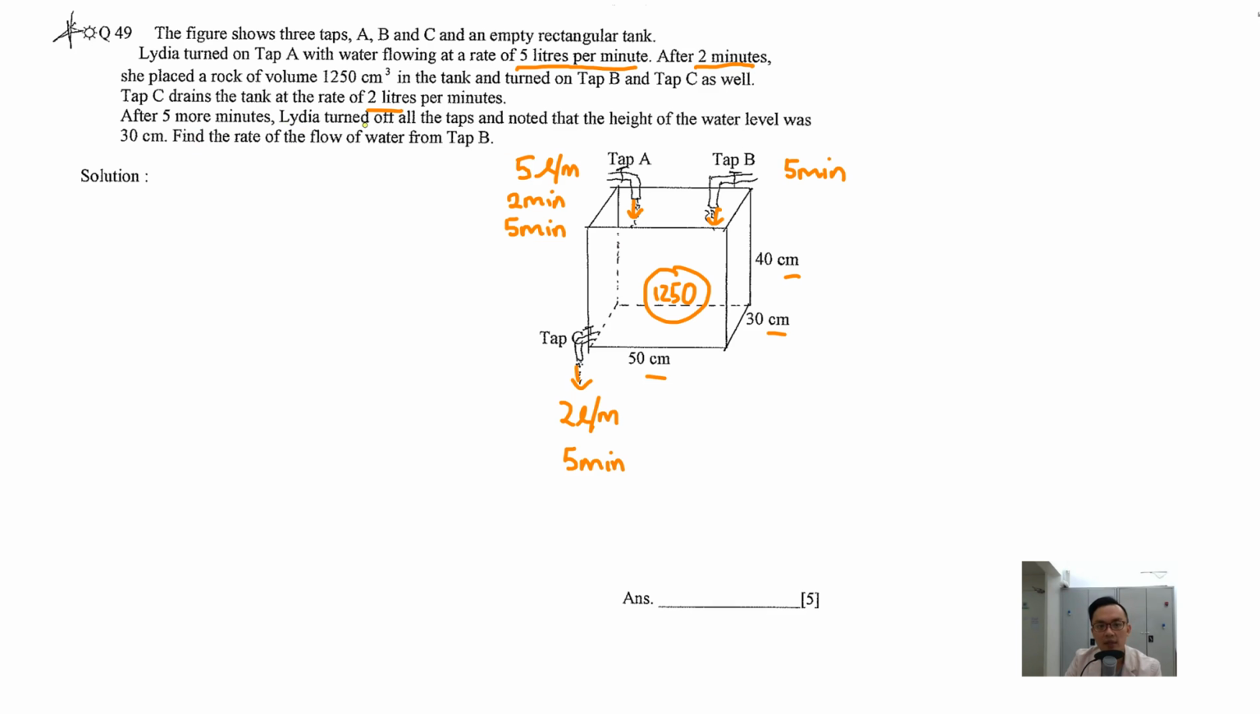So after 5 more minutes, Lydia turned off all the taps and noted that the height of the water was 30 cm. Find the rate of flow of water from tap B. So what is the rate?